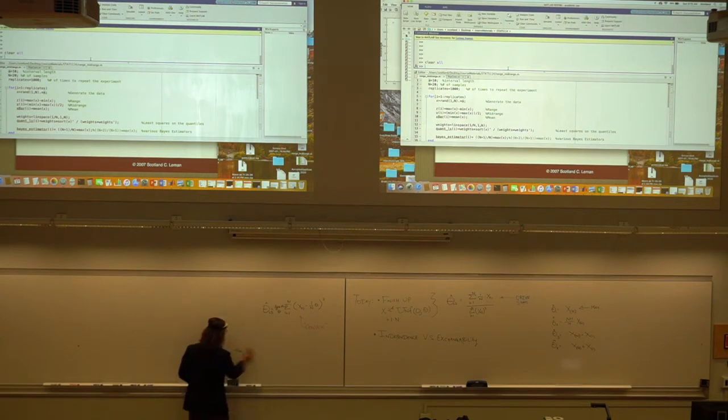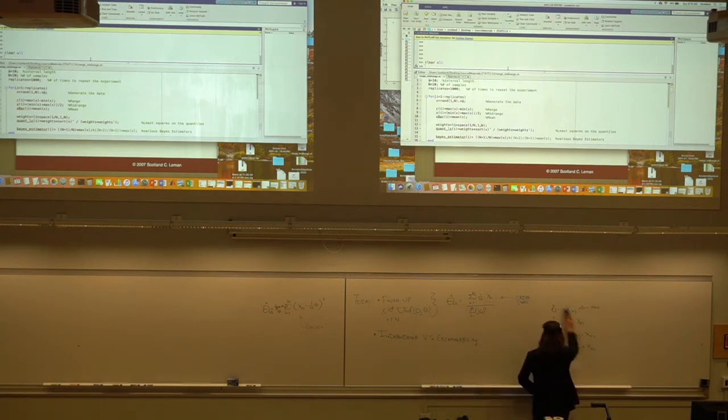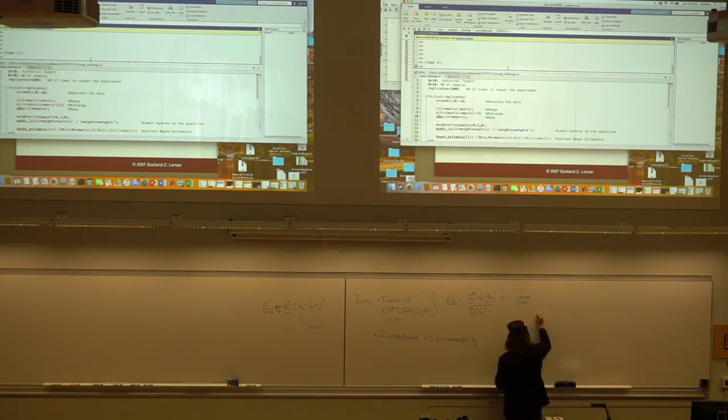Just for some motivation, I'll switch my problem a little bit. Have you ever seen this? I got rid of these. Ever seen a problem that looks like this? Our minimizer over some parameter, I'm going to call it beta.